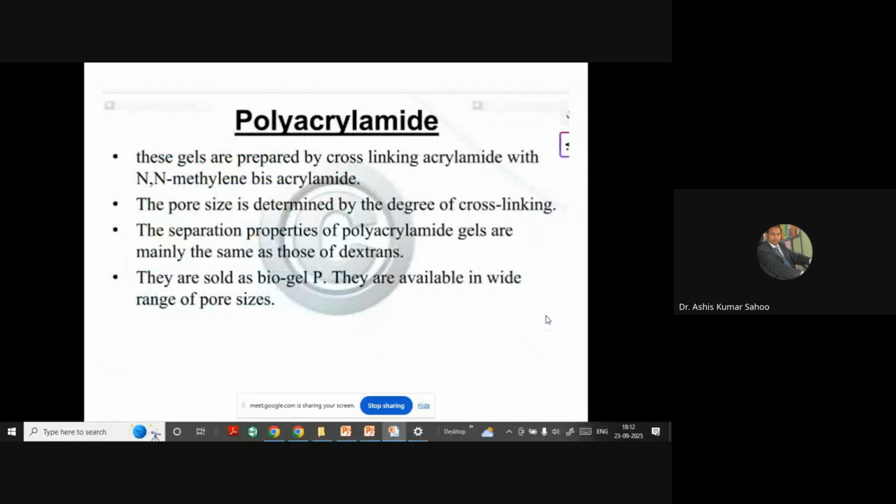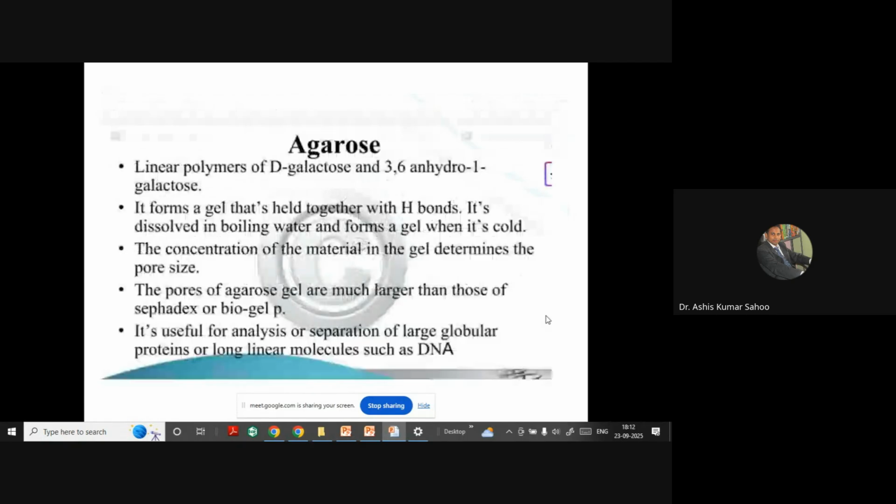Polyacrylamide: these gels are prepared by cross-linking of acrylamide with N,N'-methylenebisacrylamide. The pore size is determined by the degree of cross-linking. The separation properties of polyacrylamide gels are mainly the same as those of Sephadex. They are available in a wide range of pore sizes.